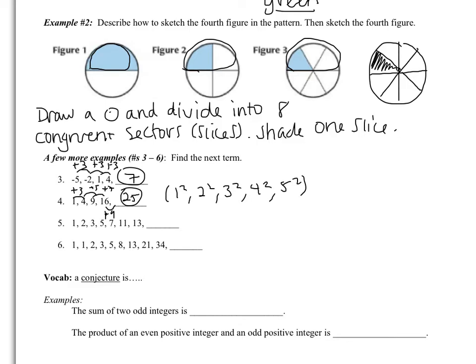Example 5. To get from 1 to 2, I add 1. To get from 2 to 3, I add 1. And then I added 2. And then I added 2. And then I added 4. And then I'm back to adding 2 again. So I'm not adding a constant number. So this has no pattern. Pause the video right now and try example 6 on your own. I will tell you that this is a special pattern. There is a pattern, so don't write no pattern.